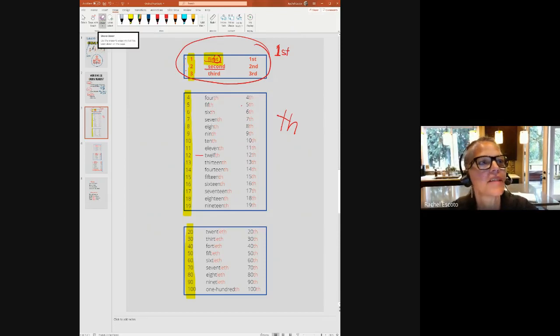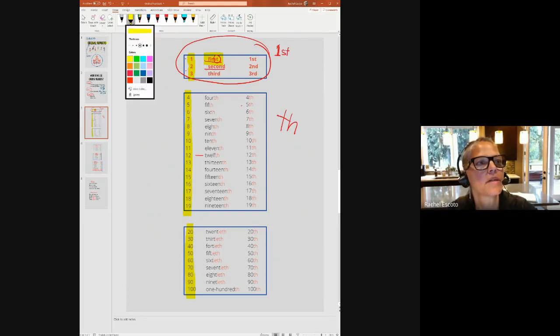I'm going to erase everything. Okay. So I'm going to use my highlighter. Let me make it a little smaller. Yeah, maybe like that. Okay. So let's practice the numbers.